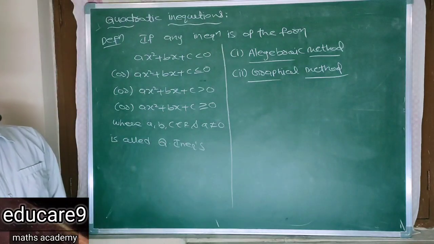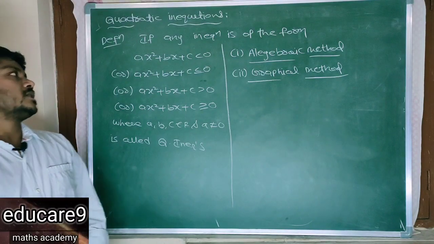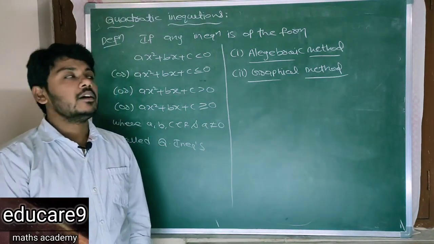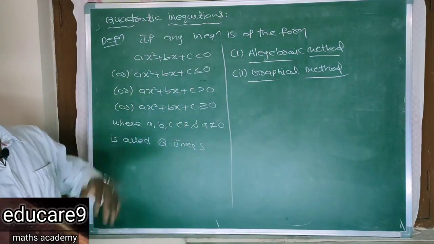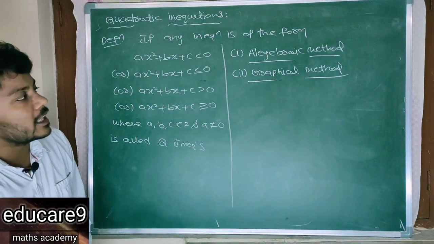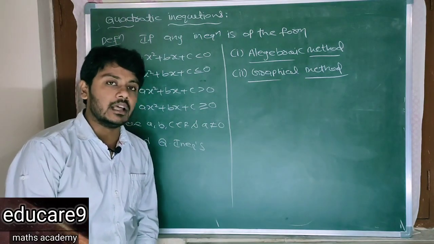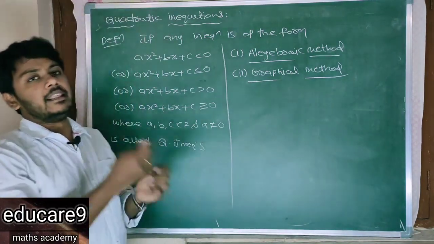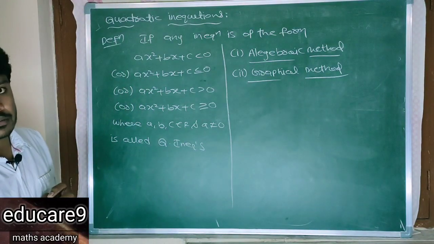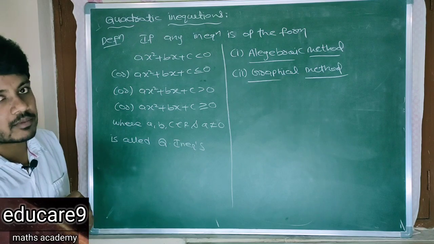See here, in the algebraic method, first you have to find the roots of a given equation, locate the points on the real line, and find the sign of the expression. That is the algebraic method.